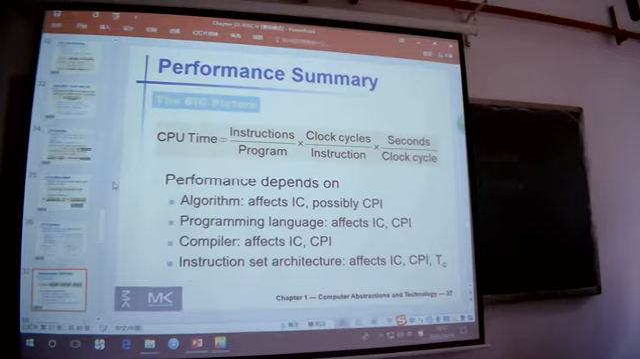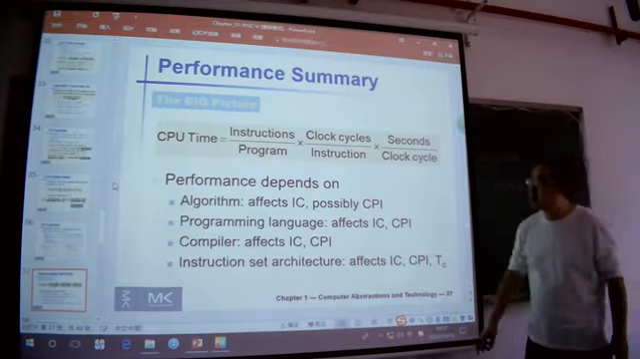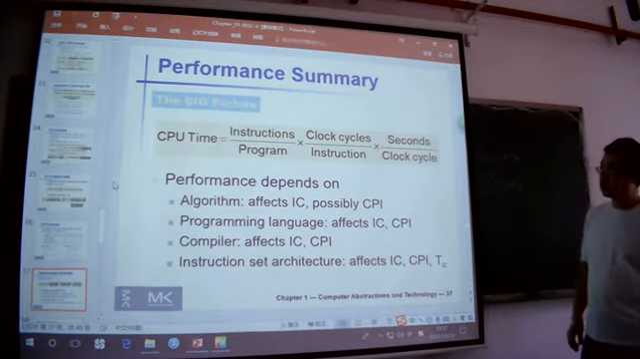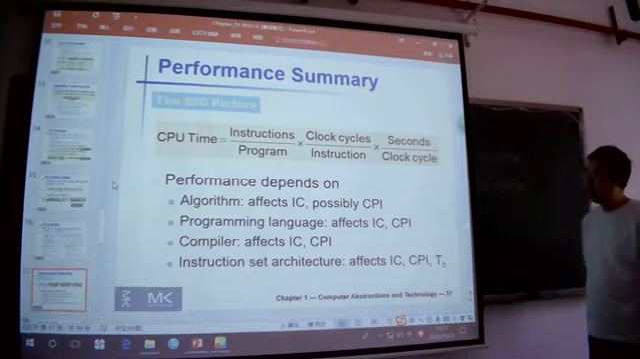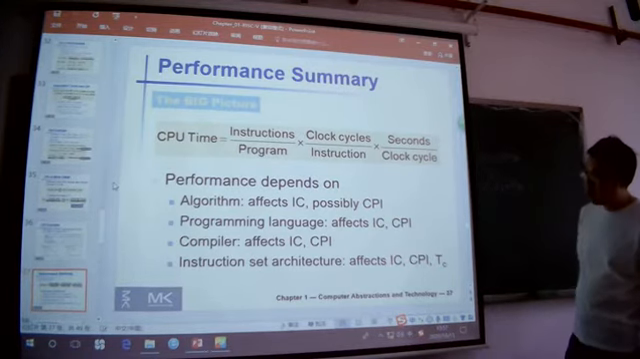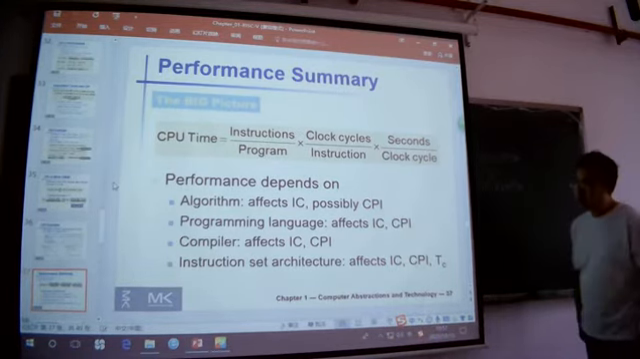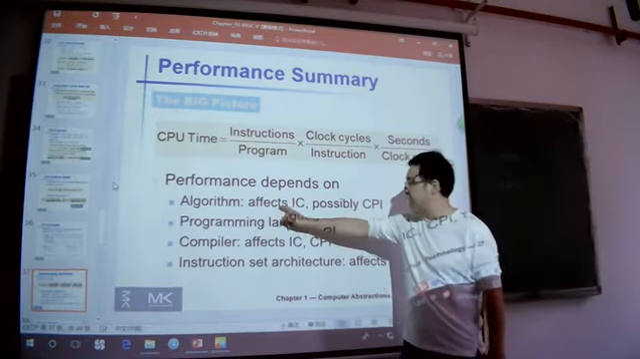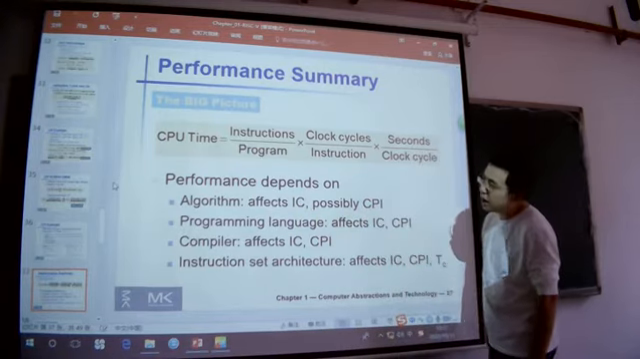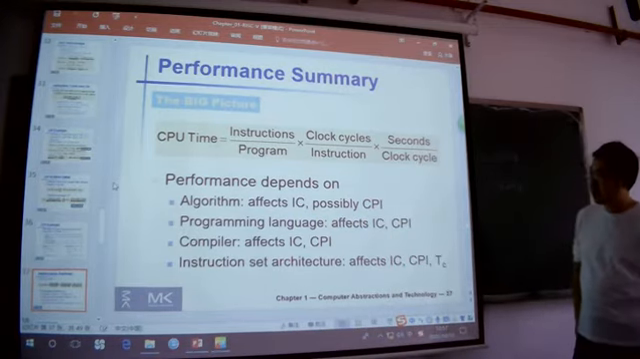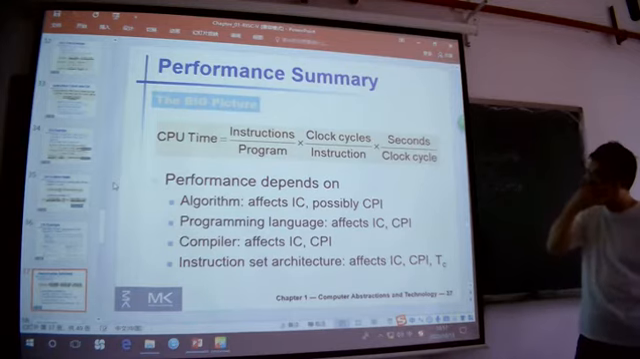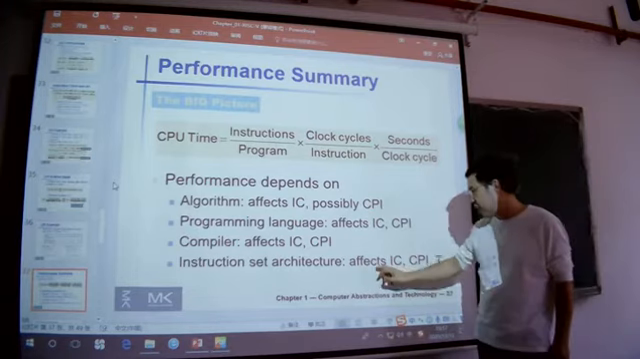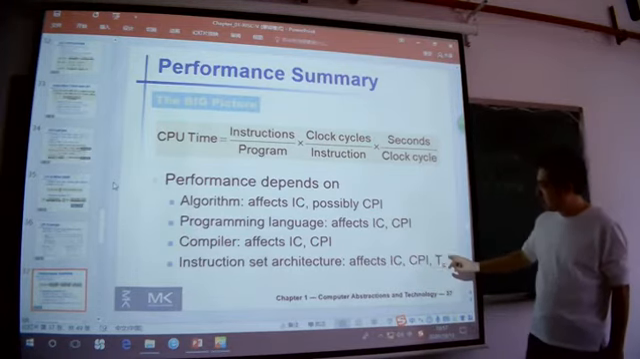So we can find the performance summary. Performance depends on four things. One is the algorithm, two is the programming language, three is the compiler, and four is the instruction set architecture. You can find the algorithm affects IC and possibly CPI. The programming language affects IC and CPI. The compiler affects IC and CPI. The instruction set architecture affects IC, CPI, and the clock time.